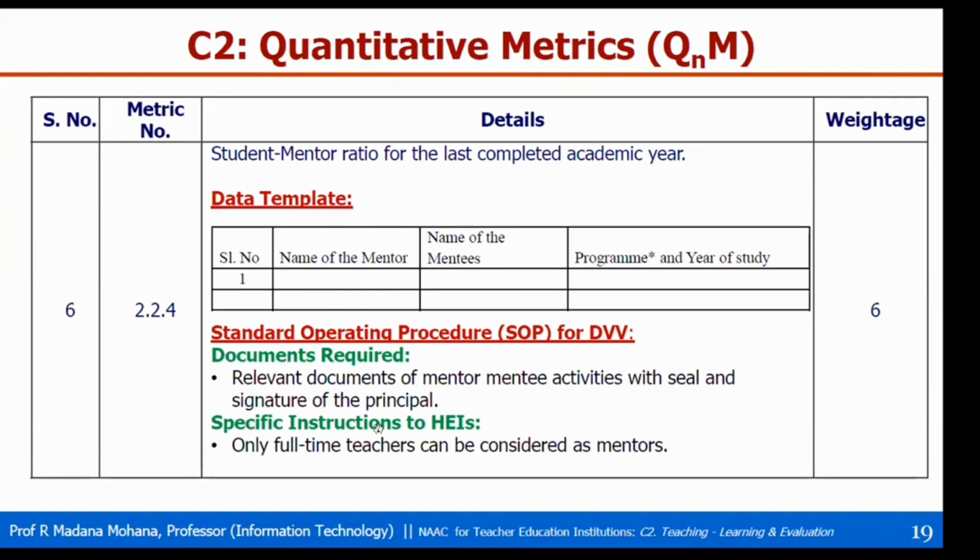Then specific instructions you need to follow. Only full-time teachers can be considered as mentors. In the NAAC, full-time teacher means at least 90% of the workload needs to be engaged in an academic year as per the prescribed calendar, then that will be considered as a full-time teacher. Whether it is a regular contract, that is secondary. So it is based on the working hours, working days in an academic year.